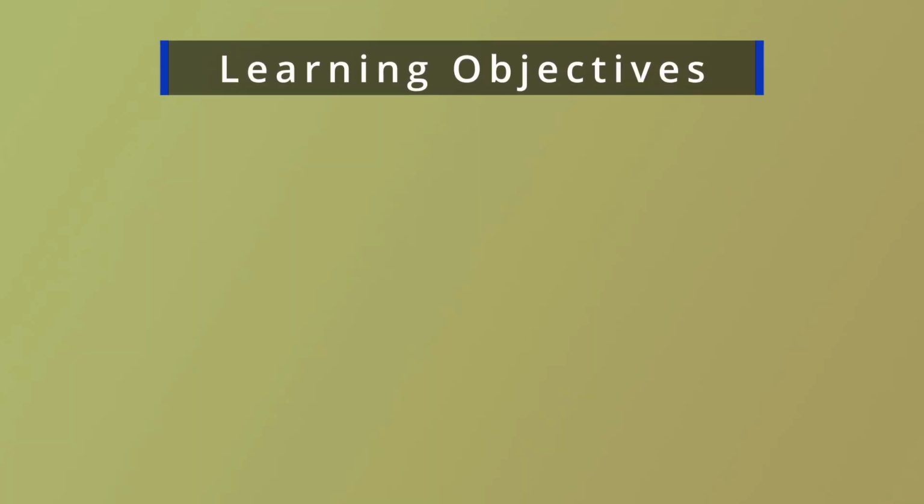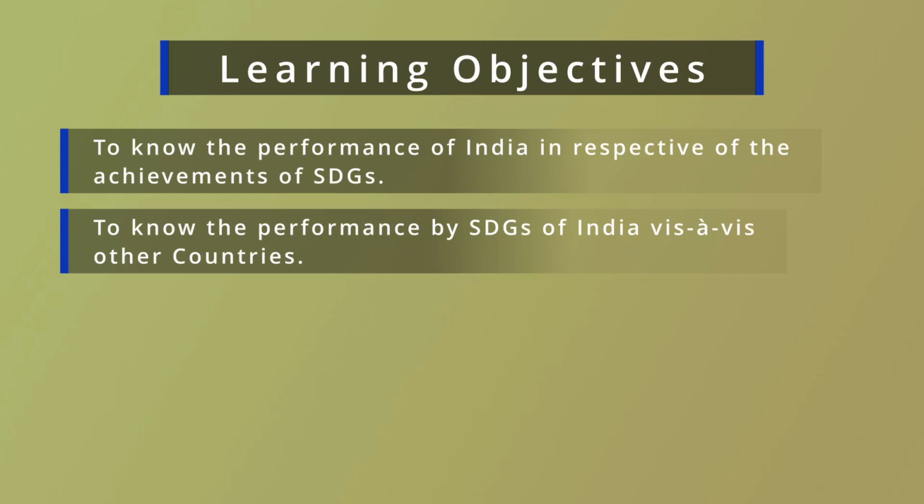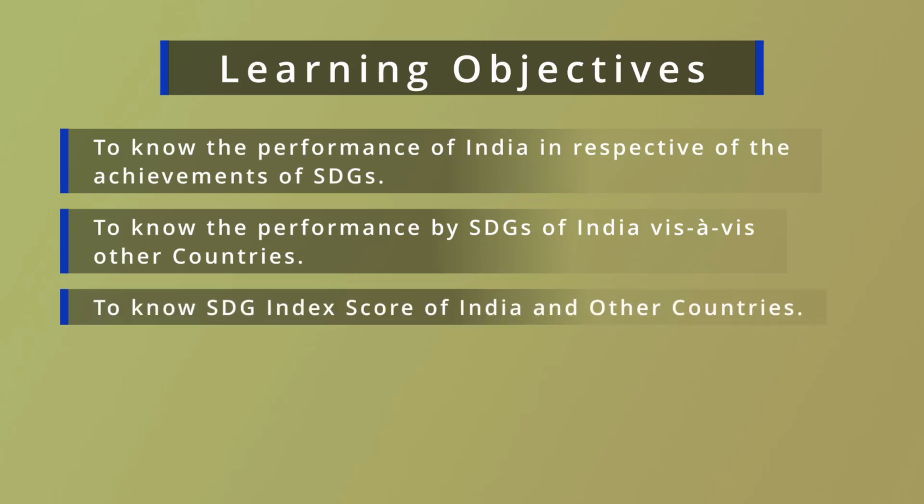Today I am going to discuss the module entitled The Achievements of Sustainable Development Goals of India compared to other countries of the world. After completing this module, you will be able to know the performance of Sustainable Development Goals of India as well as the performance of India by different sustainable goals in comparison with other countries of the world. And finally, this module also helps you to know the sustainable development goals scores to understand the relative position of India along with other countries of the world.